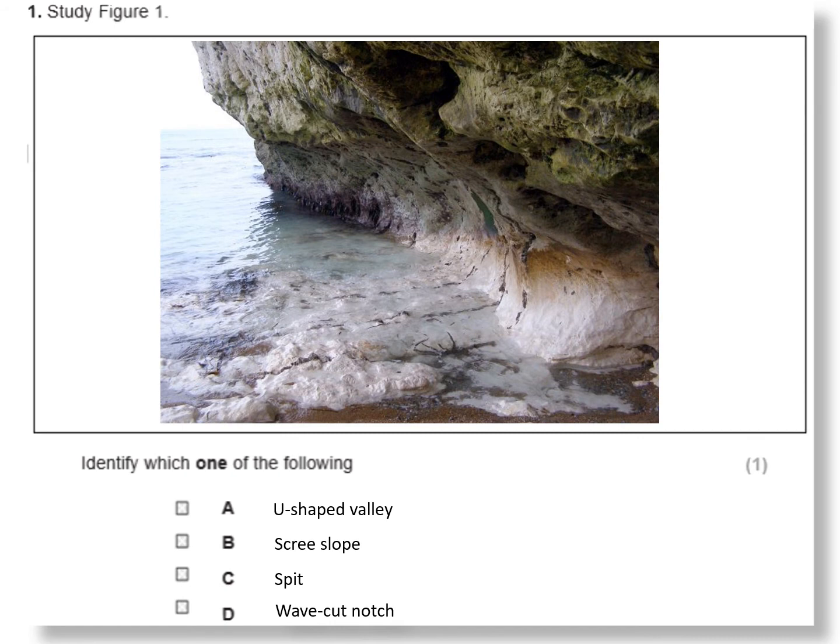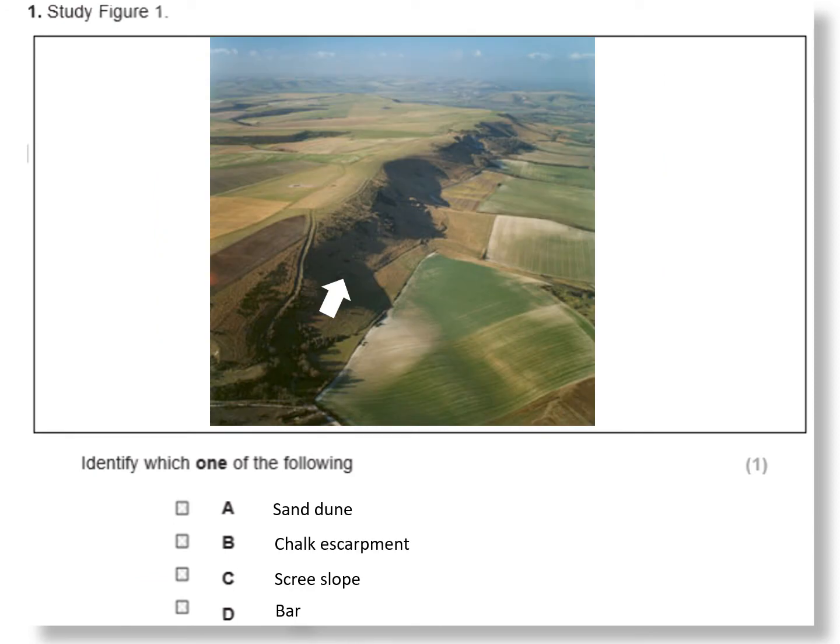Number 4, U-shaped valley, scree slope, spit or wave cut notch. And it was D, a wave cut notch. Number 5, sand dune, chalk escarpment, scree slope or bar. And the answer was B, chalk escarpment.